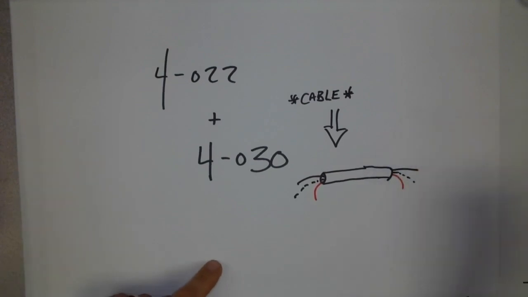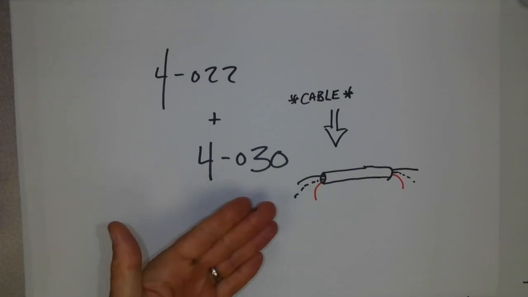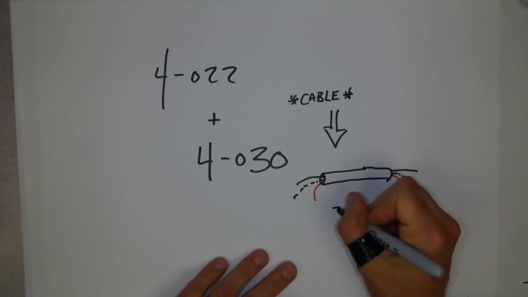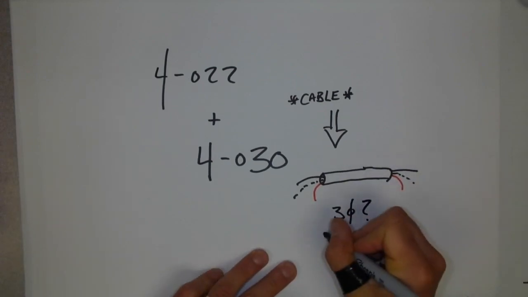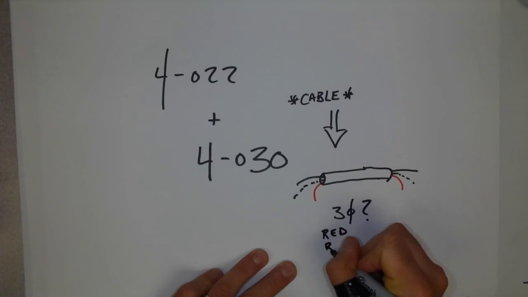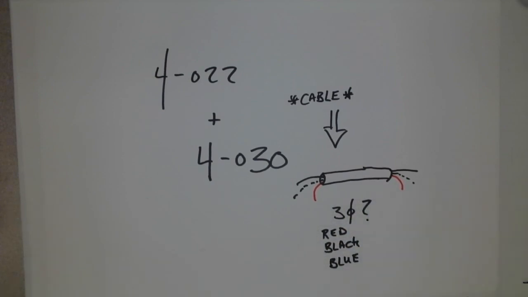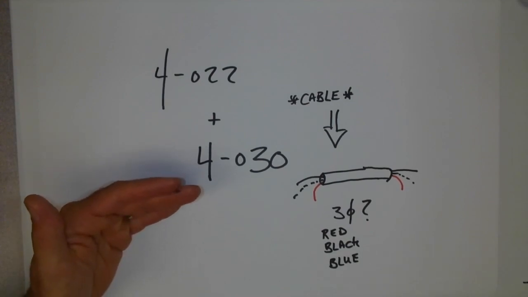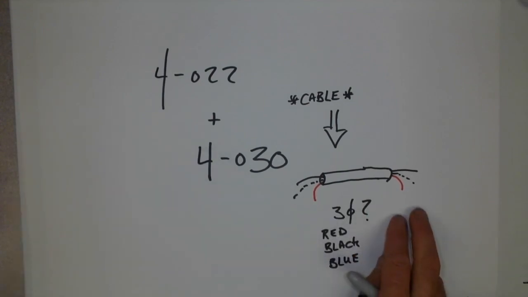But man, what if you have a circuit that requires different colors? Are you prohibited from using this cable here for a three-phase system that requires red, black, and blue? I mean, that would be kind of ridiculous if you couldn't use this cable in some way. What a waste of resources. And so what 4-022 and 4-030 go to clarify is, when can we adjust the manufactured coloring of a cable? And what can a white conductor actually be used for?